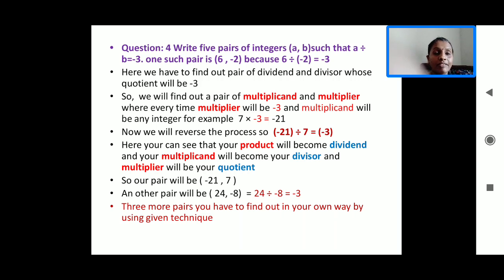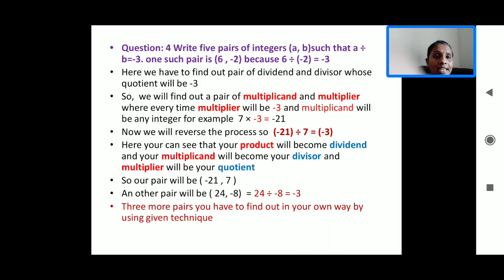Now if we reverse the process, what will happen? Here you can reverse the process in two ways: -21 divided by 7 and -21 divided by -3. But here in our sum we want -3 as our quotient. So we will do -21 divided by 7. So the answer will be -3.